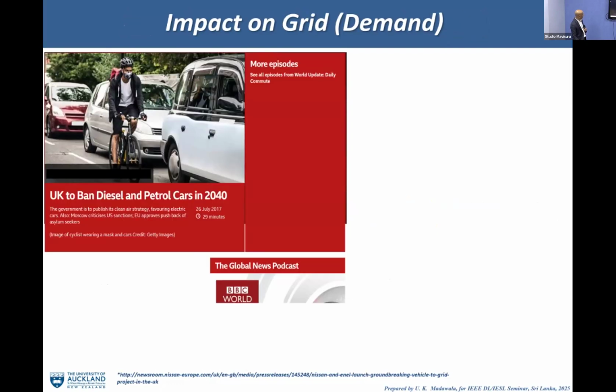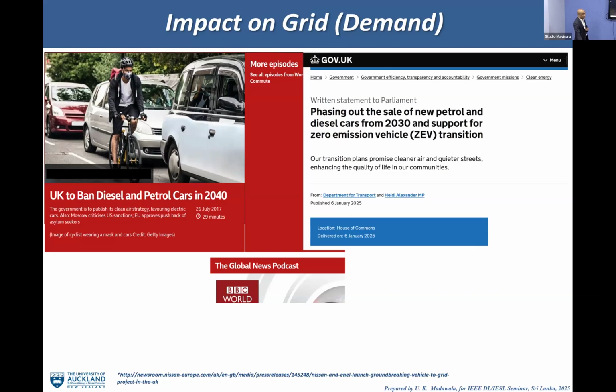So if you look here, this is what they said in 2017: the UK's aim was to ban petrol and diesel cars by 2040. Now they have moved it to 2030, and that is what they want to do.